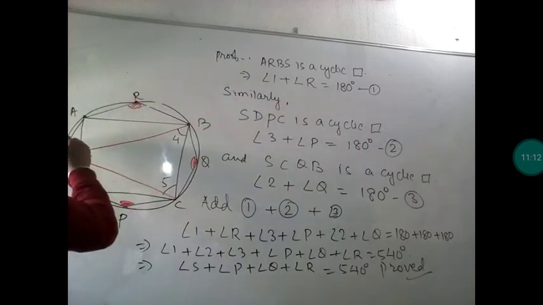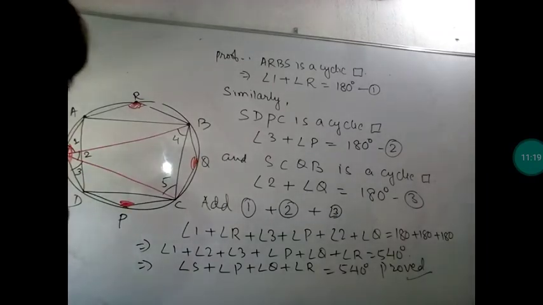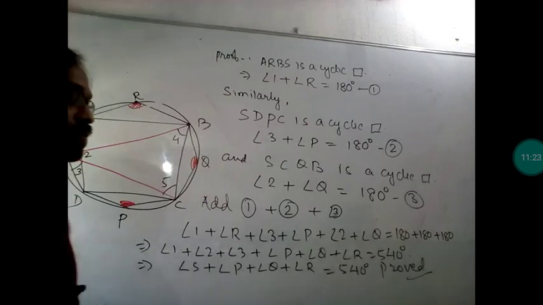See, the one I am marking in red, this is the last one, the point S there. It's not visible, sorry for that, but we have just proved it. So this is how we have proved it, using the property of a cyclic quadrilateral that the sum of opposite angles is 180 degrees. We have proved this question.